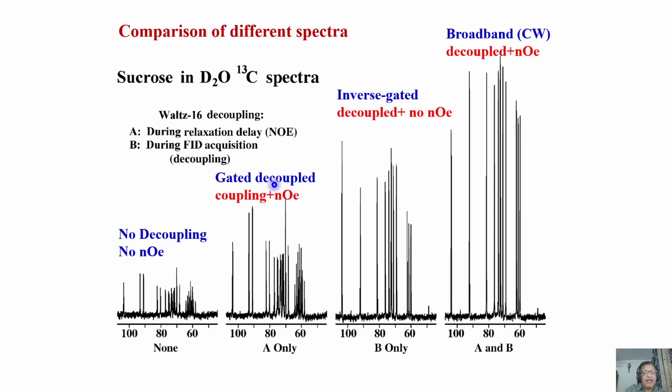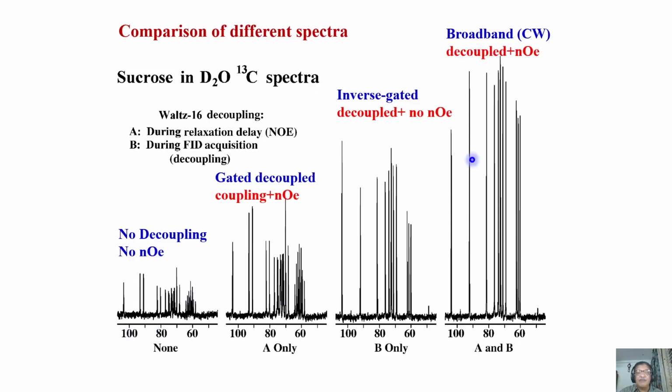But here, gated decoupled, that means there is coupling plus NOE. This is inverse gated decoupled, decoupled, no NOE. This is broadband decoupled, that means decoupling plus NOE, both are present here. Look at the growth in the signal to noise ratio as you go from one experiment to another. Look at this one. What an enormous gain in the signal to noise ratio.